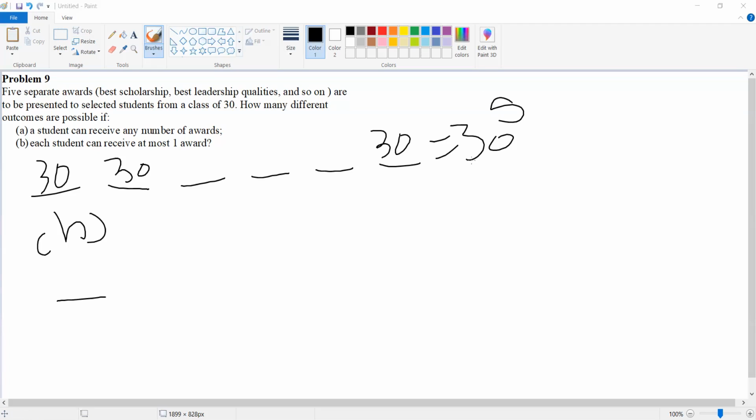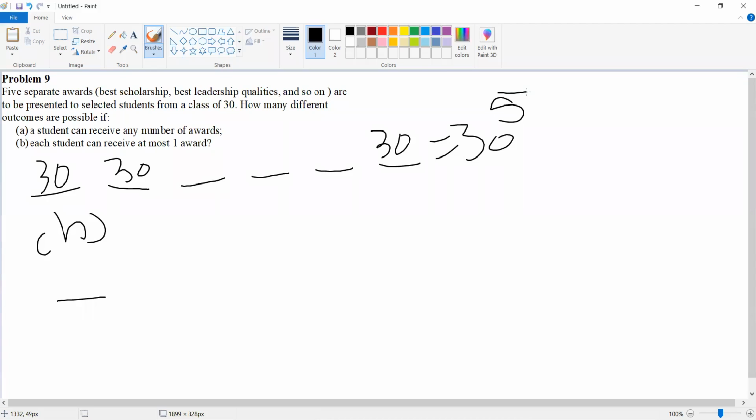अच्छा, ये पिछले वाले में 30 to the power 5 क्यों आया? 30 to the power 5 इस सेंस में है कि अगर आपके पास एक अवार्ड है, बेस्ट स्कॉलरशिप, and I have 30 students, how many ways can I distribute that one particular award? 30. And then I have another award, बेस्ट लीडरशिप का, तो इसी सेंस से आप ये सारे 5 अवार्ड्स डिस्ट्रीब्यूट कर सकते हो.